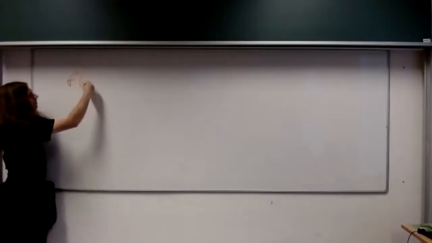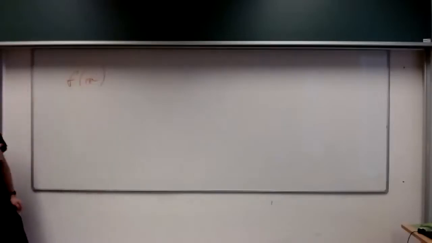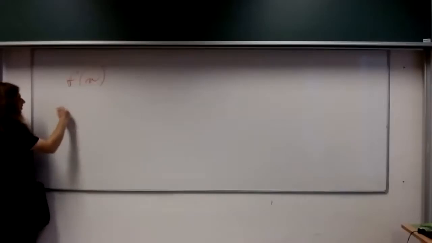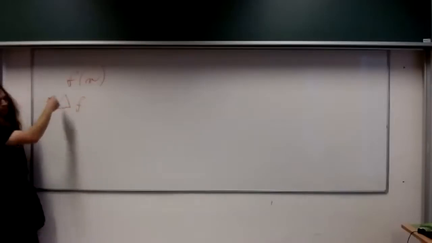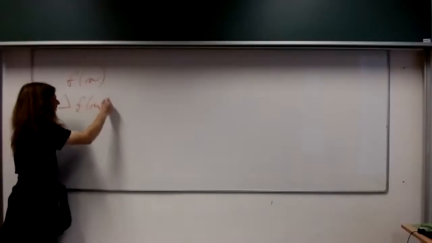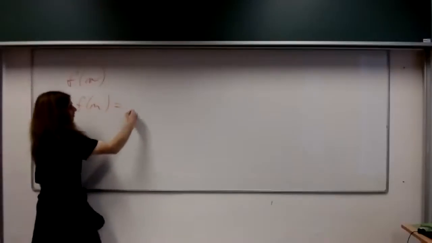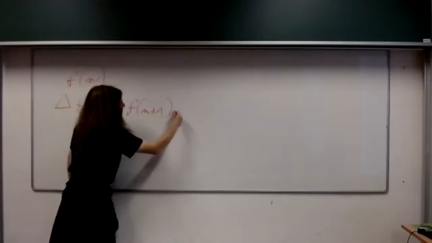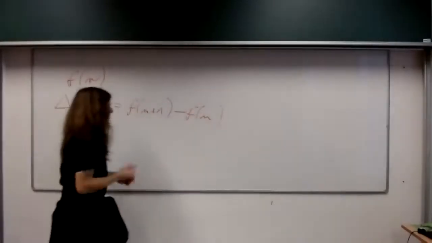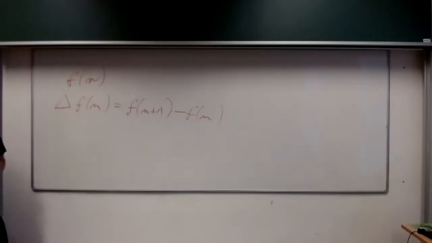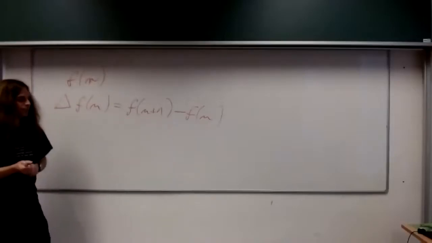So if I have some function, let's say f of n, then its finite difference would be just, I will use this triangle symbol for the finite difference, and I will define that as f(n+1) minus f(n). So there you get it. The name finite difference is quite clear, I think. And it's just the difference of the function in the two neighboring integers.